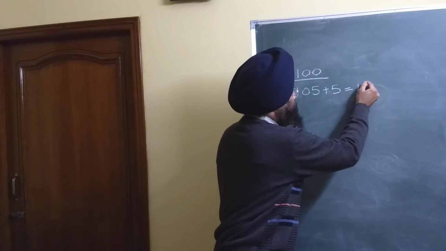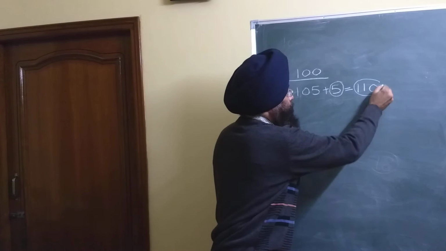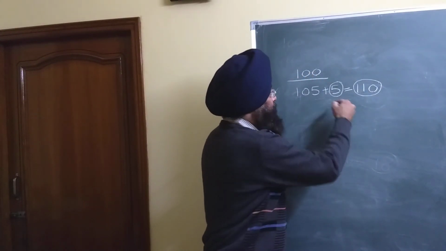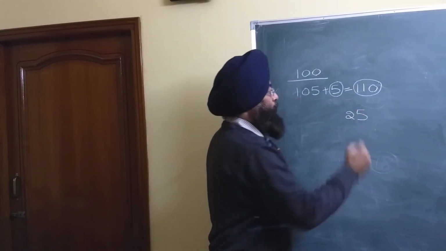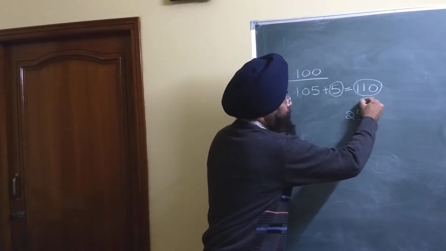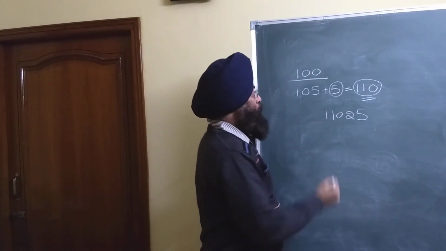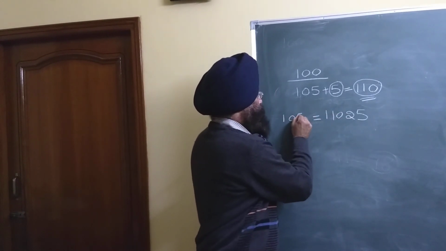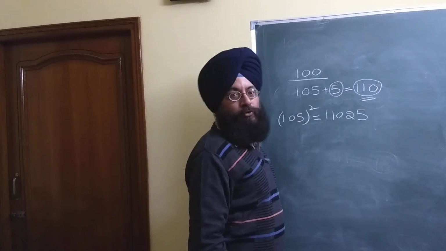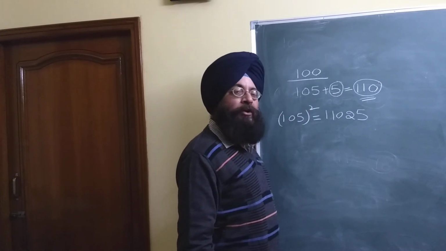The result is 110. Again, these two numbers are very important for us. The last two digits will be given by the square of this number, that is 25. The first two or three digits, like in this case the first three digits, are straight away given by this addition, that is 110. So finally we can say the square of 105 is equal to 11025.